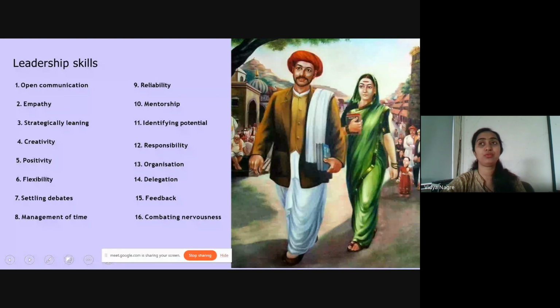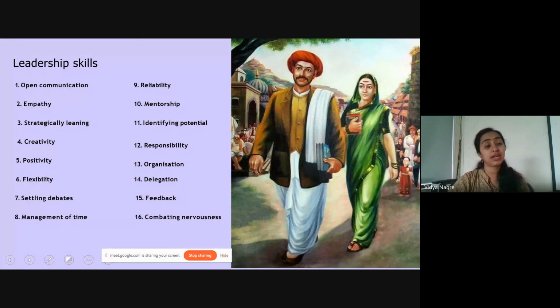You do not have to sit on the chariot and give orders to others to pull the chariot. If you want to pull the chariot along with other people, you also have to jump on the field and start pulling the chariot on your own, being the first one to pull, so others will automatically come and join you, and you build your team here. Identifying the potential of people and then giving them the opportunity of leadership is also very important.